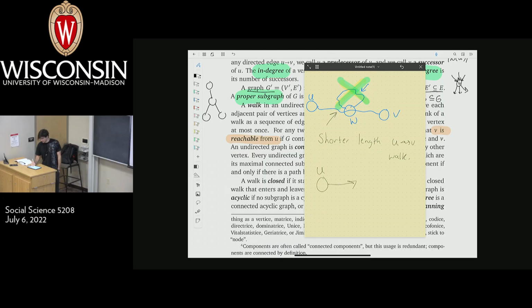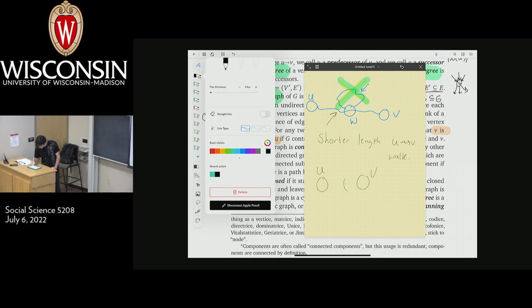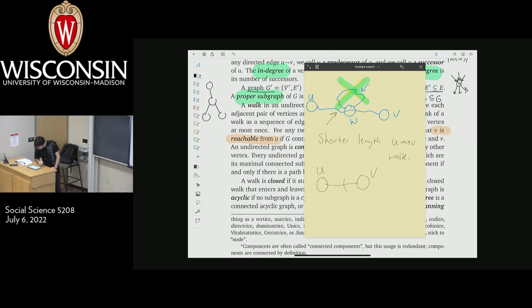Similarly, if you also want to do the base case when there's one edge, obviously, again, any walk from U to V that doesn't go back to U is also a path. So let me make this undirected. So you can go from U to V in just one step, and that's a path. You didn't revisit anything. Okay, any questions on this induction proof?